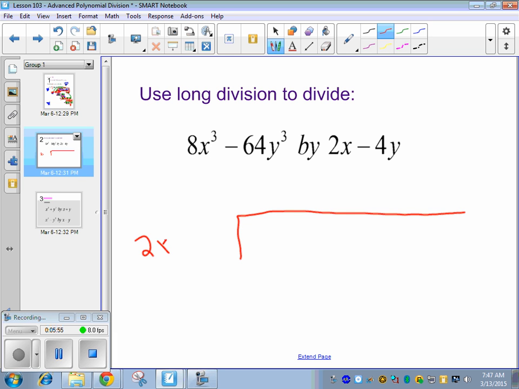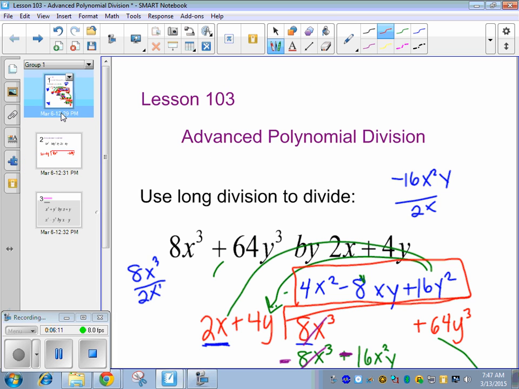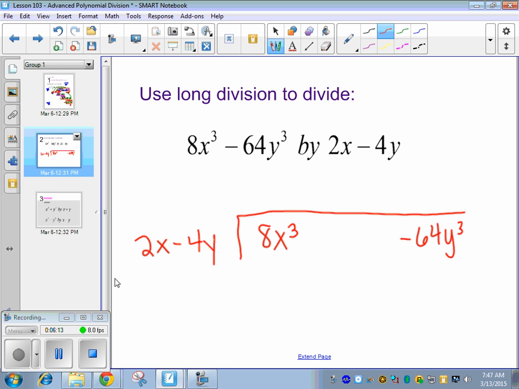So 2x minus 4y goes on the outside, and 8x cubed minus 64y cubed goes here. This one looks very similar to the last one, except last time we had positives. Now we have some negatives. Daniel, what's the first step? Divide, not multiply or add. 8x cubed divided by 2x. Kevin, what is that? 4x squared. So we put 4x squared up top.